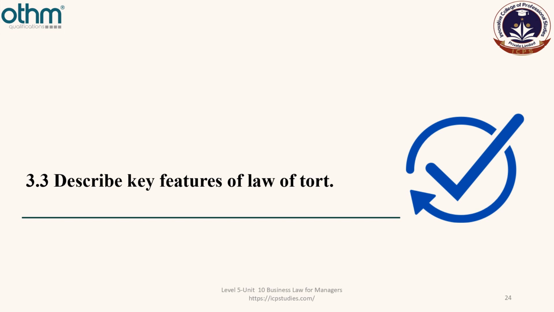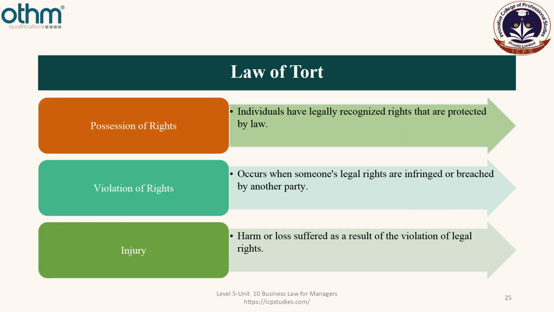Now we have the third assessment criteria, in which we explain the key features of law of tort. So what is law of tort? It is basically the possession of rights, which means that individuals have legally recognized rights that are protected by the law. Then there is the violation of rights, which occurs when someone's legal rights are infringed or breached by another party. Then there is injury, that is harm or loss suffered as a result of the violation of legal rights.